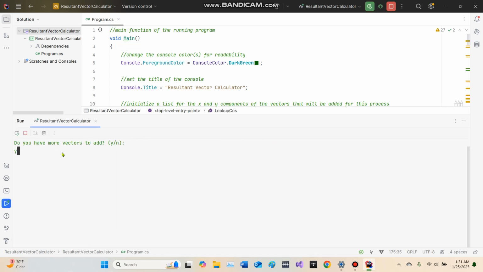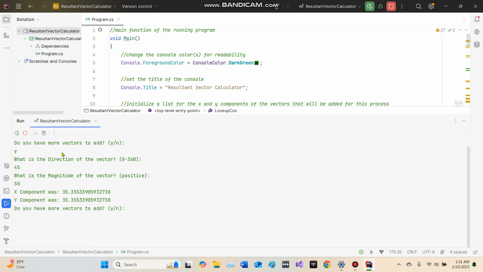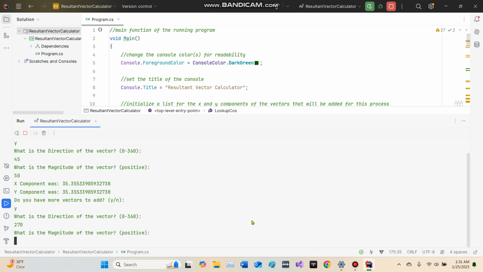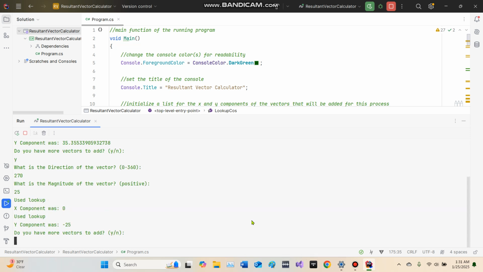So do we have more vectors to add? Yes. Let's do the direction 45 degrees, 50 magnitude. See, we're given the x and y components. Add another vector. Let's say we're going to go in the angle of 270 degrees. So we're going to go 45 degrees is up and right. This is what you would consider north of east, and 270 is just due south. And let's give it a magnitude of half.